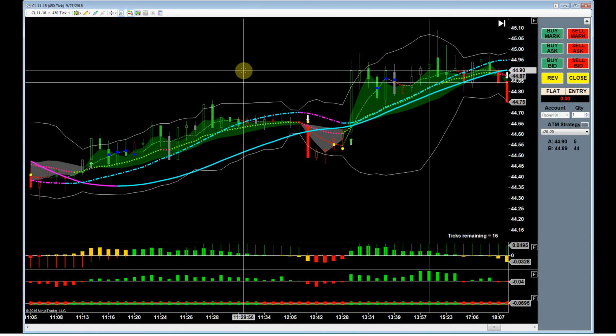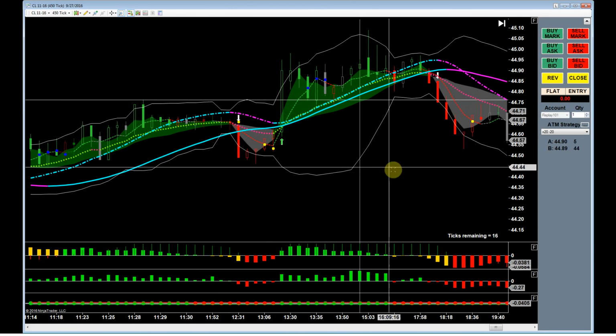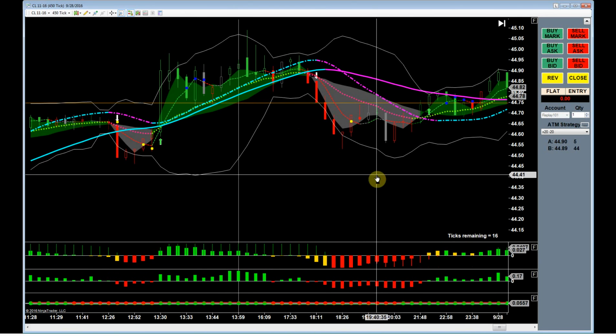So on the 7th, it looks like, just going from memory here, we had, what, 9 or 10 winning trades, and one got stopped out for 5 ticks. So I just wanted to have that on the record there.